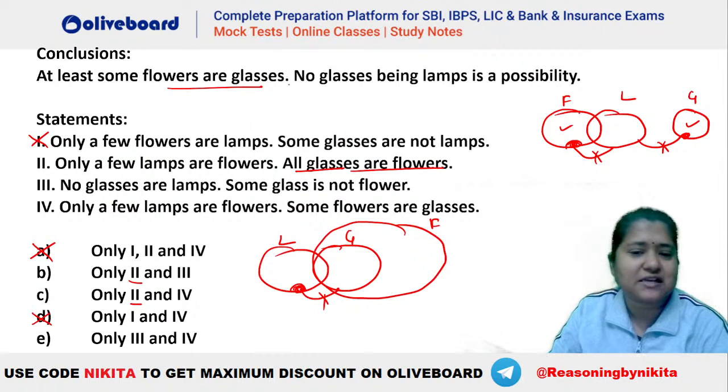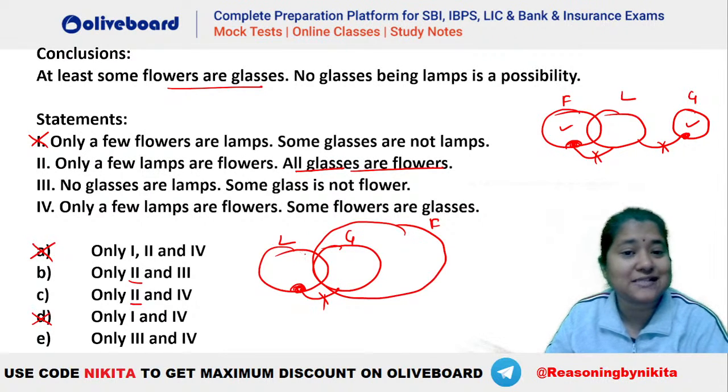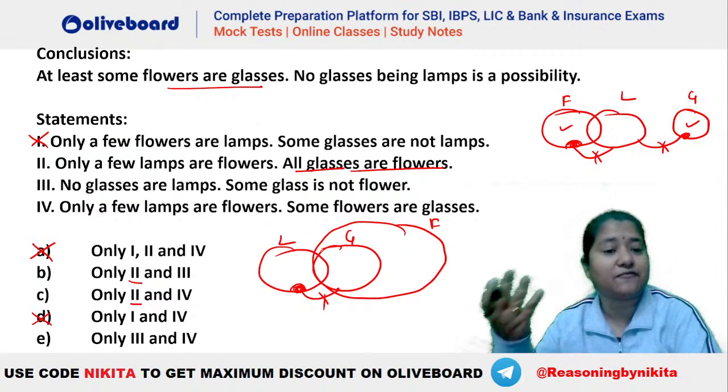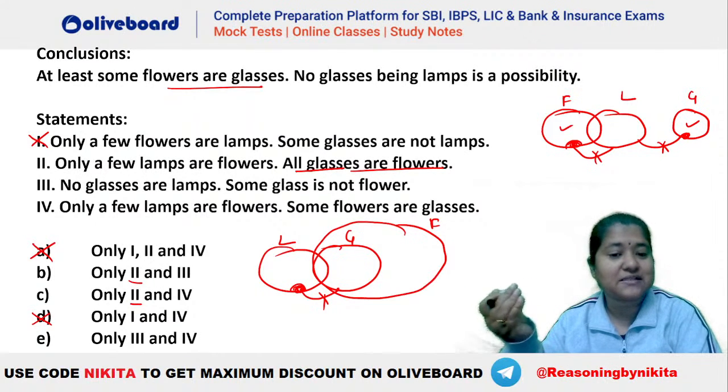First one, some flowers are glasses. That is okay. Some flowers are glasses is fine. No glasses being lamp is a possibility. Is that a possibility that no glasses are lamp? How can that happen? If we have some here, if you can see that glasses and lamp have a definite interaction, right? So only a few lamps are flower. That means some lamps are flower, some lamps are not flower.